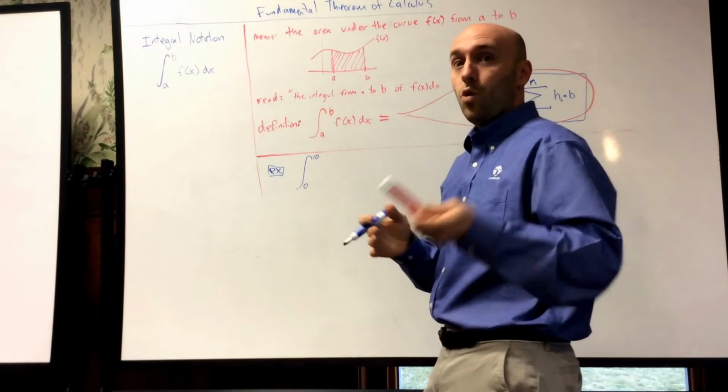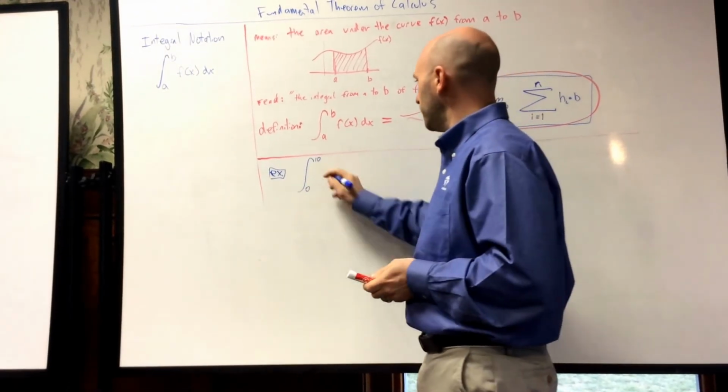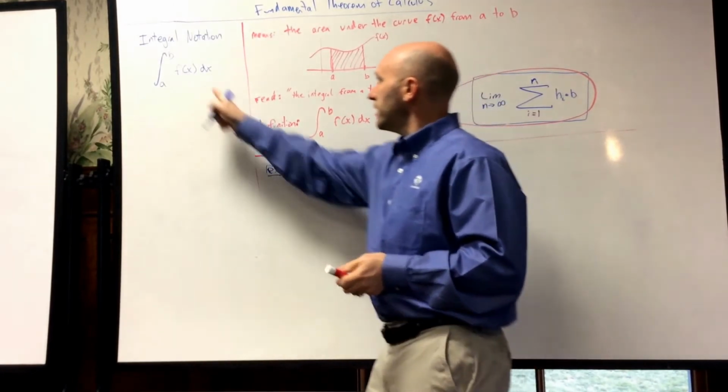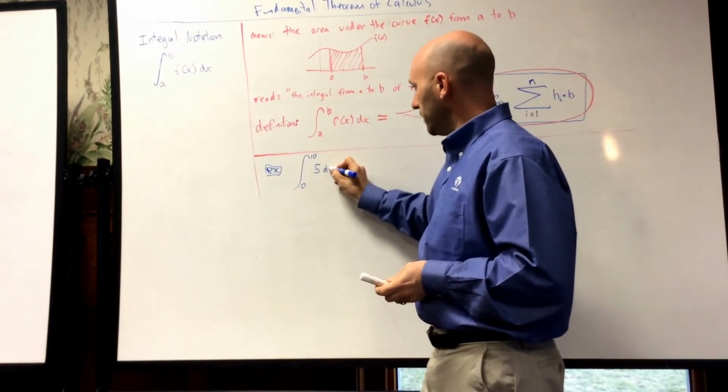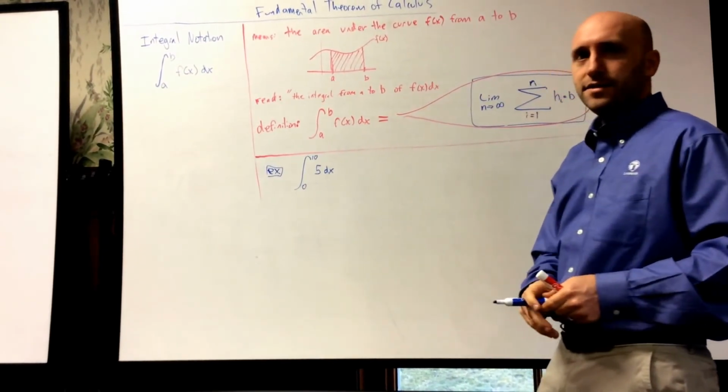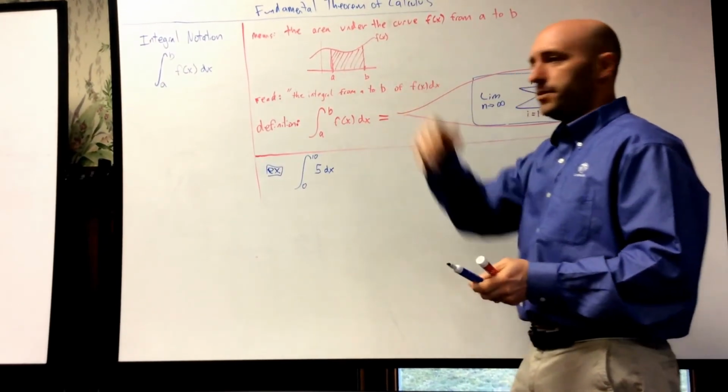1. Any kind of constant. Just for fun, I'll do 5. And the other thing I need to say is what's the variable? I'm going to say x is our variable. So from 0 to 10 of 5 dx. How do you interpret that?